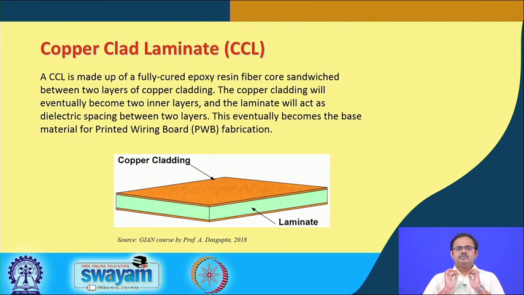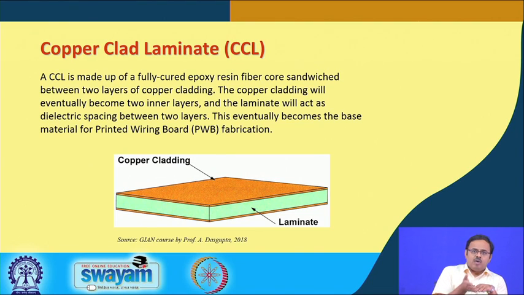Now, this one is a very basic unit that goes to make a motherboard. This is called a copper clad laminate. We talked about the laminate in the last lecture. What is the laminate? That is the glass fibers or glass cloth inside this polymer matrix, crisscrossed, and that is the laminate.